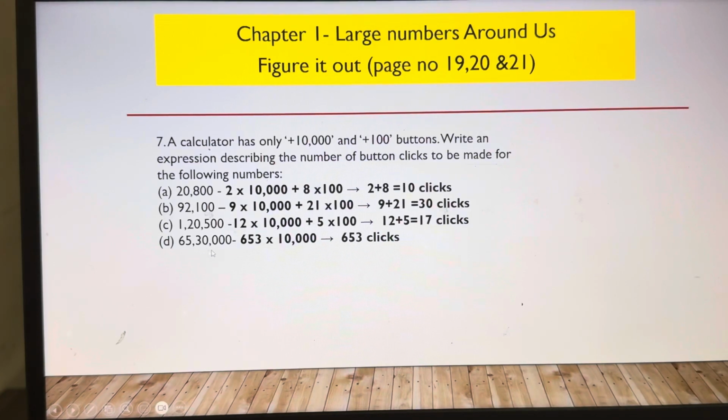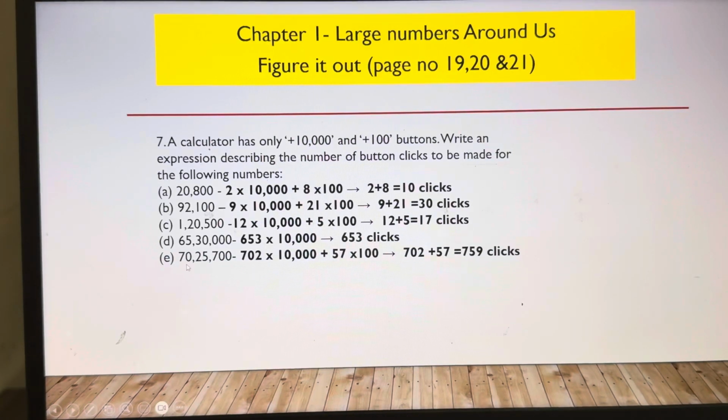65,30,000. Now there is no chance of clicking hundreds button, only 10,000's button. So we will take all these three, 653. So 10,000's button will be clicked 653 times. So you will have exactly 653 clicks.